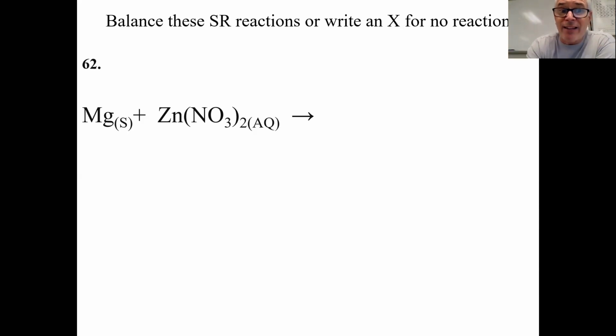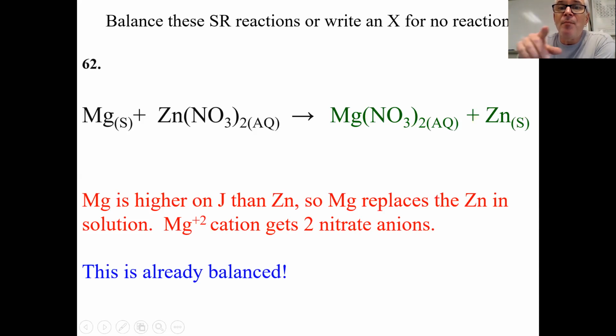So what are we going to do? We're going to rewrite this. We're going to make this magnesium nitrate and zinc. We're going to switch them. Magnesium's a +2 ion. Nitrate's a -1, so Mg(NO3)2, and zinc pops out. Now, there's 1 magnesium in the front, 1 magnesium in the back, good. 1 zinc, good. 2 nitrates, still 2 nitrates. This one is already balanced. 1 to 1 to 1 to 1 ratio, it's already balanced.